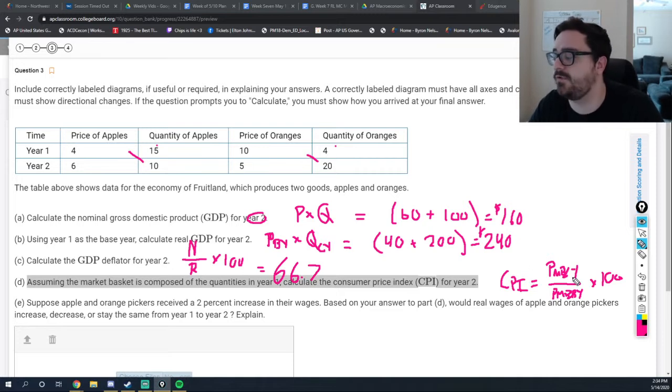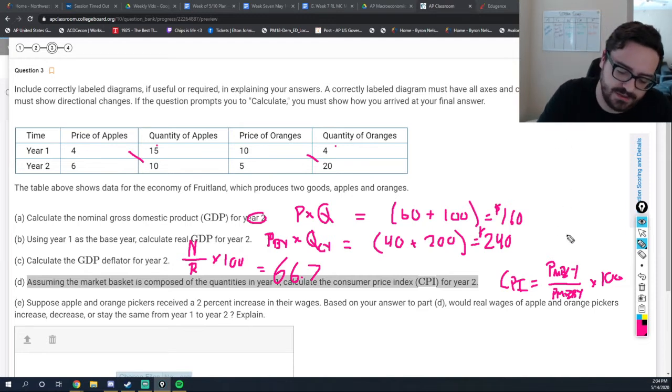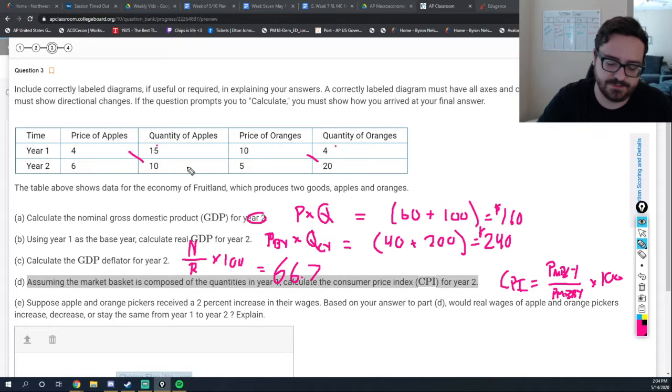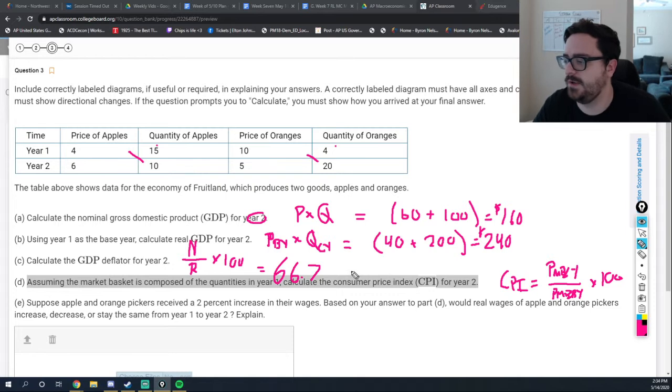Okay, what's the price of my market basket in my base year? 4 times 15 plus 10 times 4. 4 times 15 is 60, 10 times 4 is 40, so for my CPI formula, the bottom half should be 100. I found that by using the quantities times those prices. Sorry, I just realized it when I said that the base year is year 1. Current year is year 2, base year is year 1. So I found the denominator, and the denominator is 100. My fault.